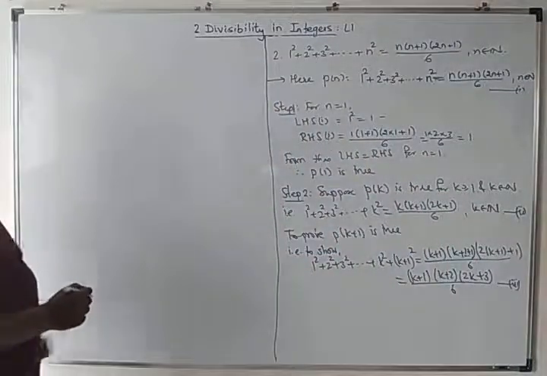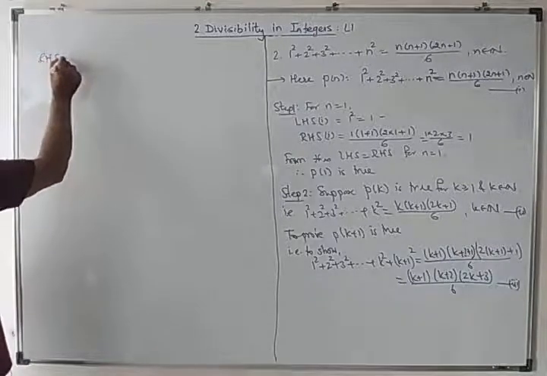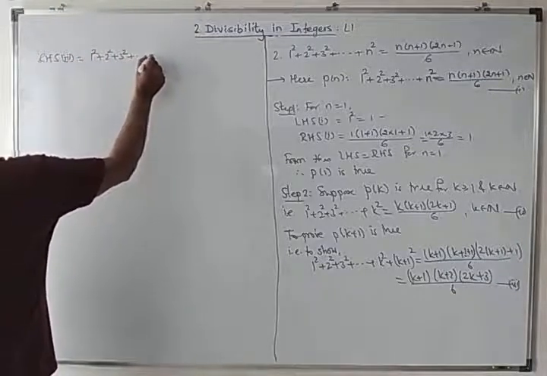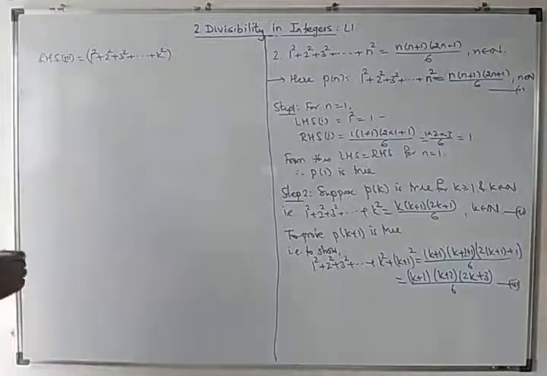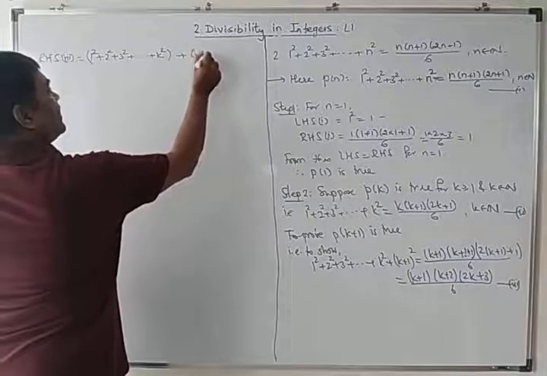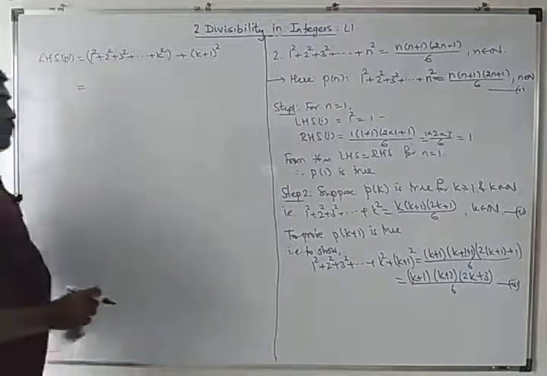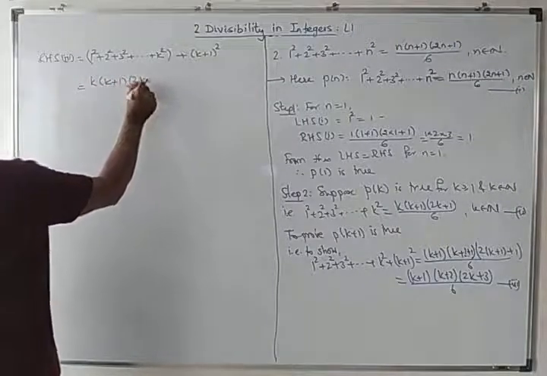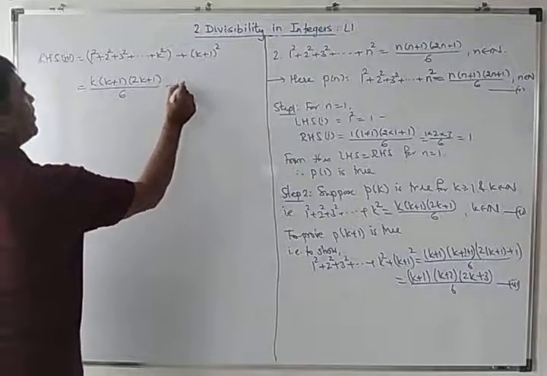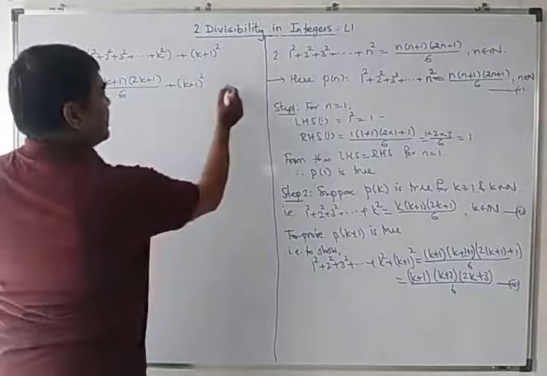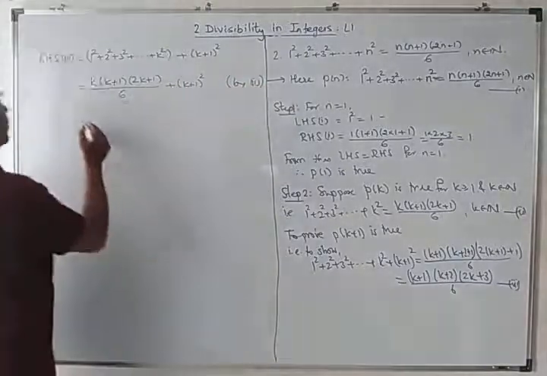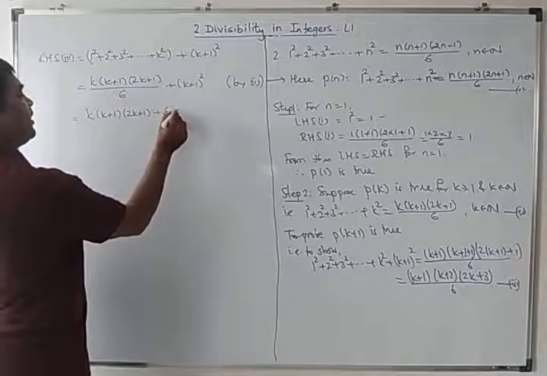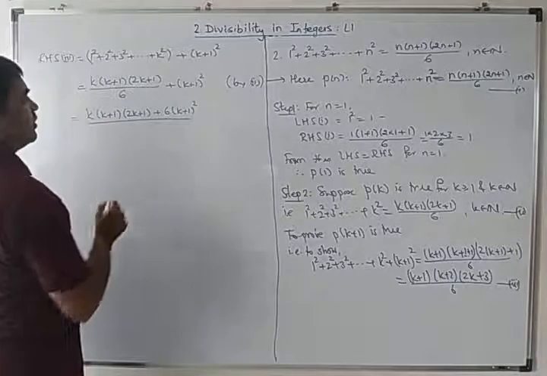So left hand side of 3 equals 1 square plus 2 square plus 3 square plus dot dot up to k square. I will write the sum of first k terms in one bracket and keep the remaining term separately, k plus 1 square. Then by 2, by hypothetical step, P of k is true, I can write this as k into k plus 1 into 2k plus 1 upon 6 plus k plus 1 bracket square, which is equal to k into k plus 1 into 2k plus 1 plus 6 times k plus 1 whole square upon 6.